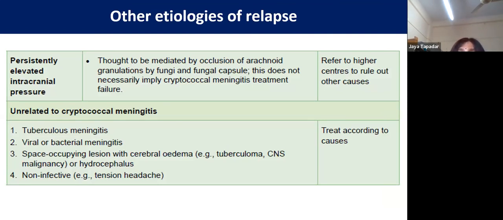If there's a persistently elevated ICP, maybe you will need some neurosurgical intervention, and for that you need to refer the patients to another center. But if a patient with cryptococcal meningitis is deteriorating, think of other etiologies like bacterial, because every time you're putting that needle, you are putting that patient at a risk of bacterial meningitis, or some space occupying lesions.